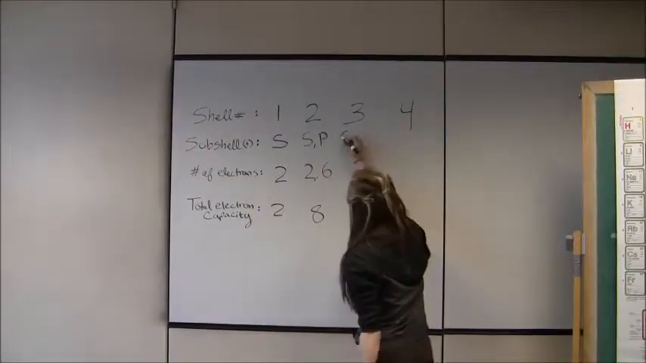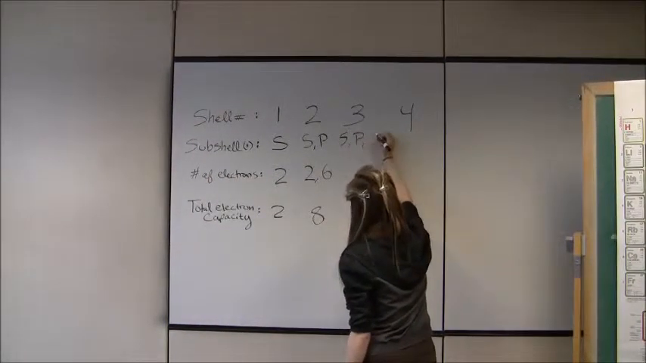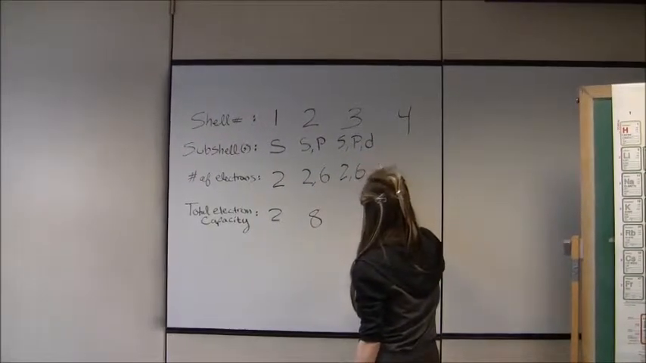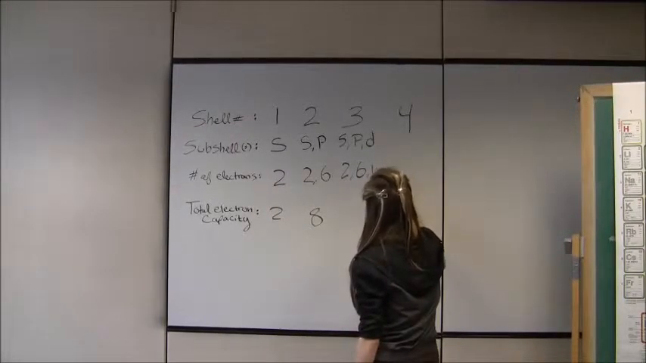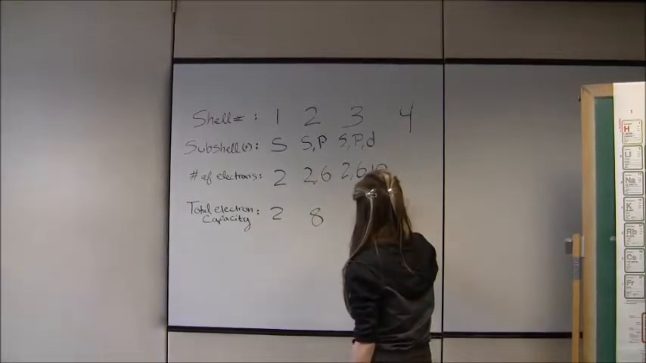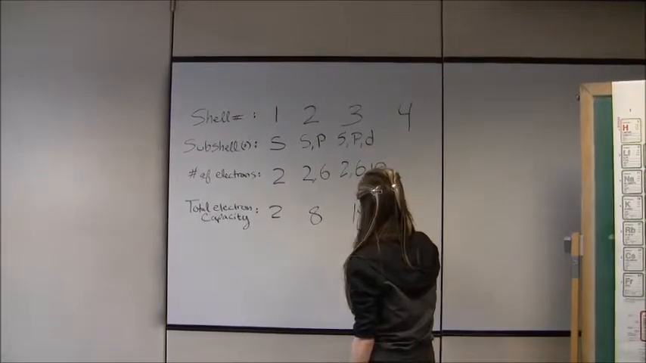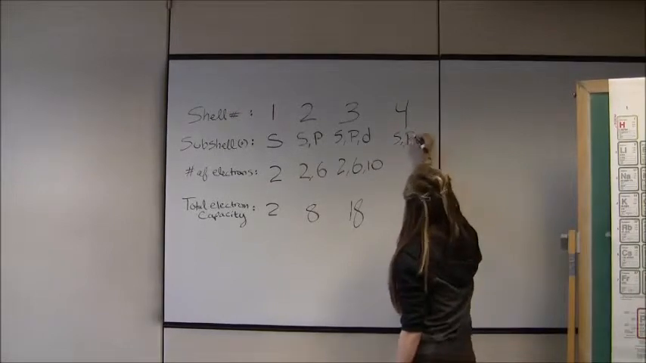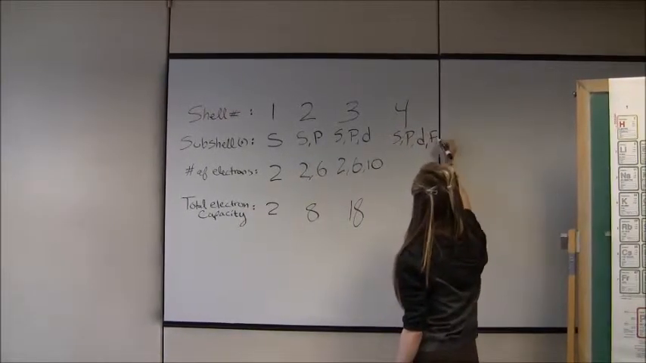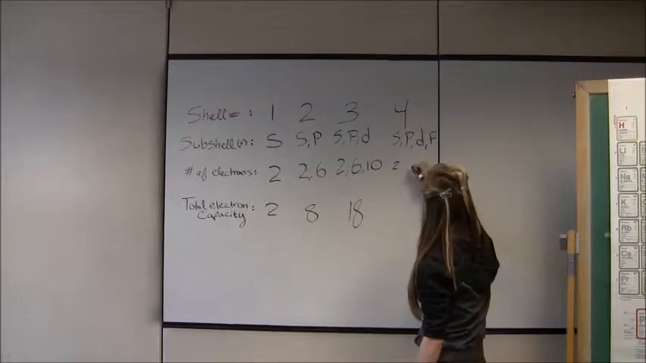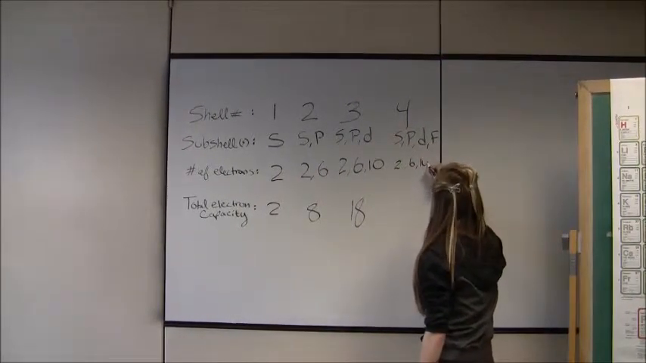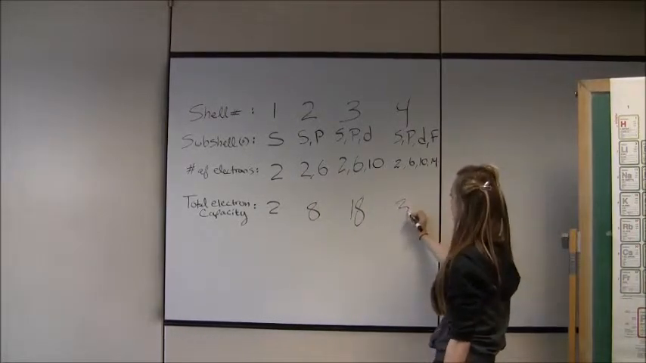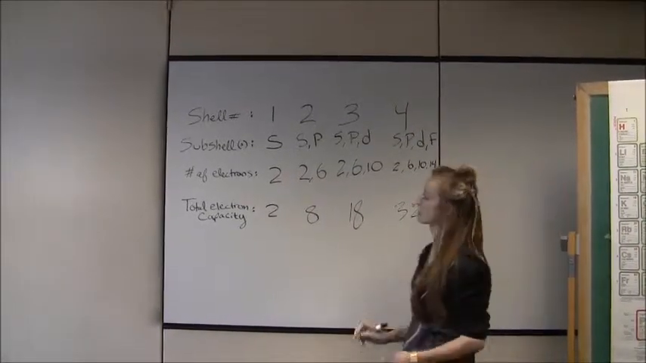In shell 3, you're going to have S, P, and D. S again will hold 2, P will hold 6, and D will hold 10, for a total of 18 electrons in shell 3. And then in shell 4, you'll have S, P, D, and F subshells, which will hold 2, 6, 10, and 14 electrons, for a total capacity of 32 electrons in shell 4.